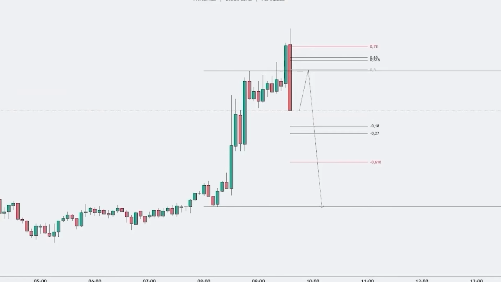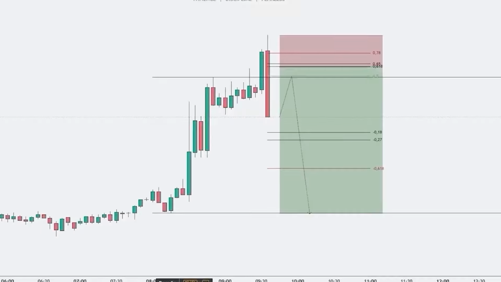For example, it could be at 50% of this order block. It could be the optimal trade entry zone based on Fibonacci, or it could be the high of this candle itself. Personally, I most prefer opening trades from the optimal trade entry zone, the golden ratio. So in this case, that's what we'll do.